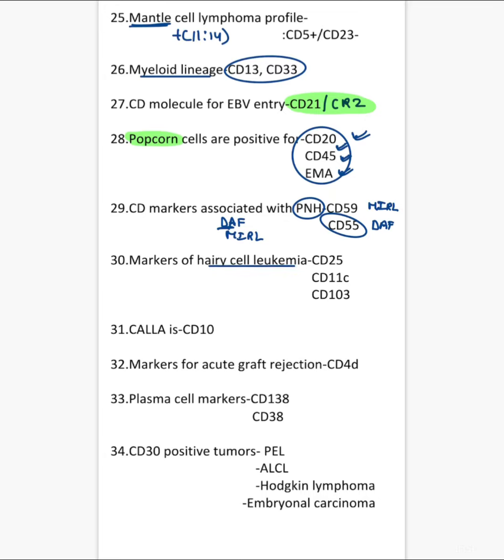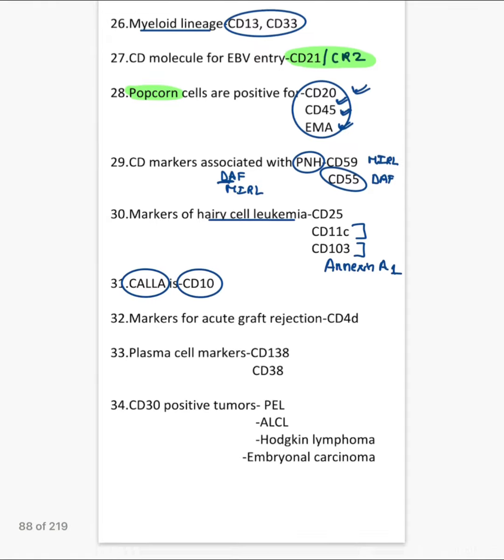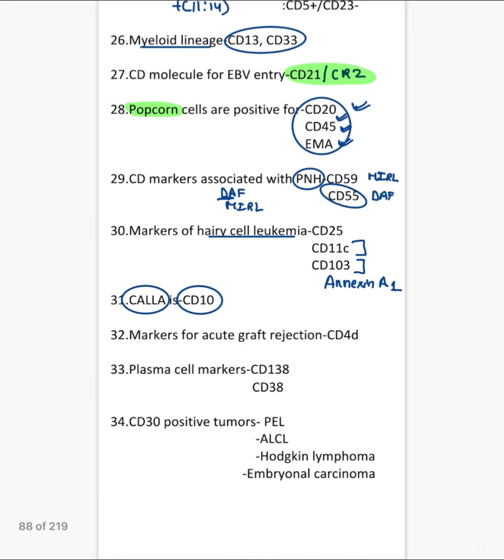Then markers of your hairy cell leukemia. So this hairy cell leukemia, CD11c, CD25, and annexin A1 is also a marker, guys. Okay, so these are the markers of your hairy cell leukemia. Then CALLA, the common acute lymphoblastic leukemia antigen, guys, that is your CD10. Okay, so CD3 was a pan T cell marker, CD19 pan B cell marker, CD45 is the common leukocyte antigen. Then marker for acute graft rejection, that is your CD4D. Be very careful, guys, that is D. Okay, they have discarded it. Okay, discarded, remember like this, just remember, guys, discarded.